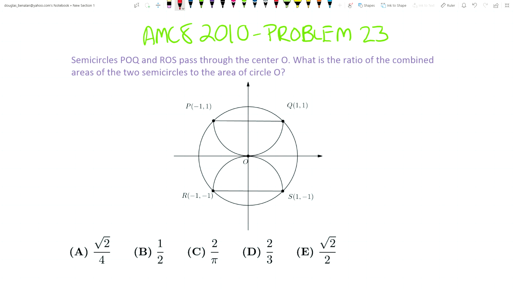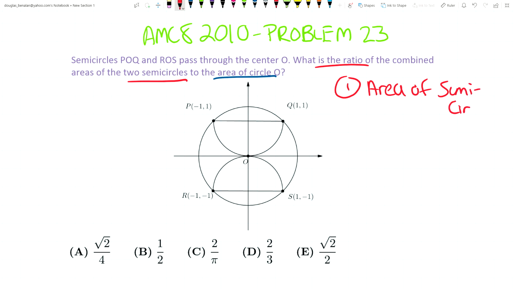So we have to find the ratio of the combined areas of the two semicircles, and we have to relate that to the area of circle O. So the first step we can find is the area of the semicircles. And we know that they're identical semicircles because they have exactly the same radius, and they're just flipped over by the y-axis.